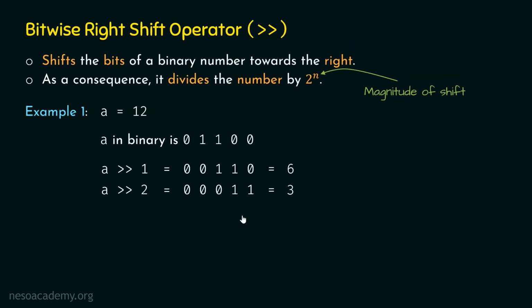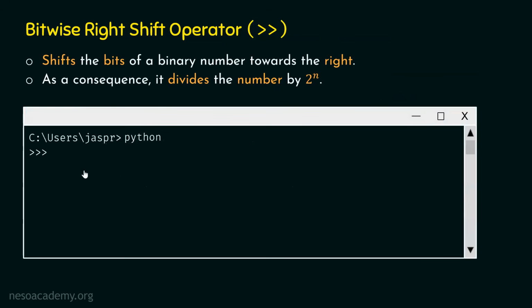Now let's open our command prompt and activate the Python interactive shell. Let's type this command: A = 12, then hit enter. Let's type A >> 1. After hitting enter, we will get 6 as the result. Now let's type A >> 2 and hit enter. We will get 3 as the result. So we have verified that the right shift operation is working correctly.